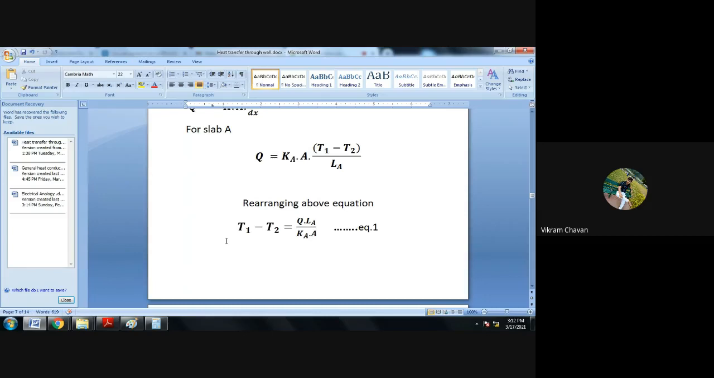K suffix A multiply by capital A. Okay, this is equation number 1.